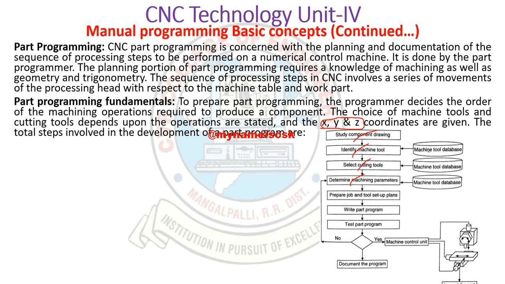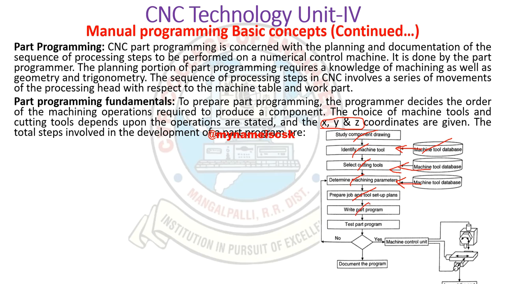This machine tool data is available in the machine tool database, since we already buy the tools. From that data we'll select which type of machine tool and which type of cutting tools to use, and which machining parameters are suitable for your machine. Then it goes to prepare the job and tool setup plans. We'll prepare the job, take the job dimensions and everything, and set up the tool plans: which type of tools, and how we have to start.